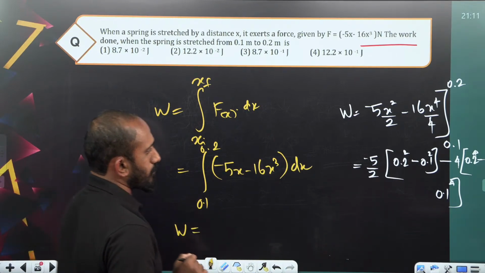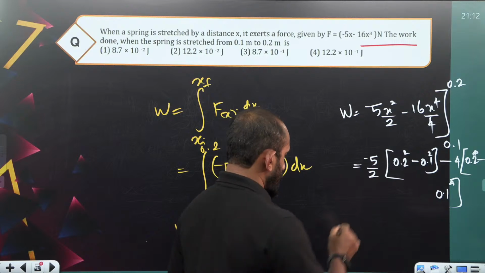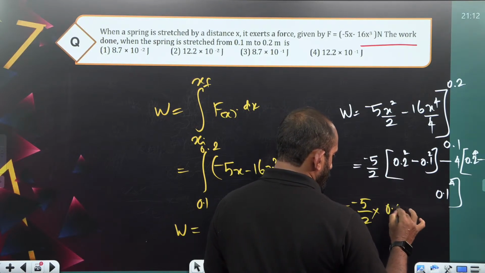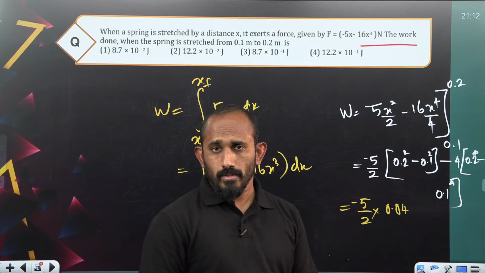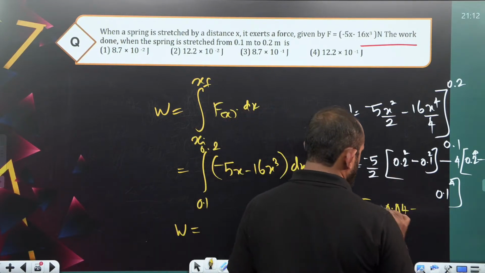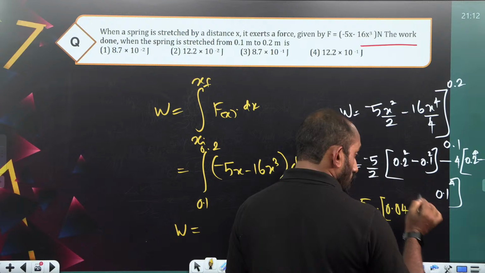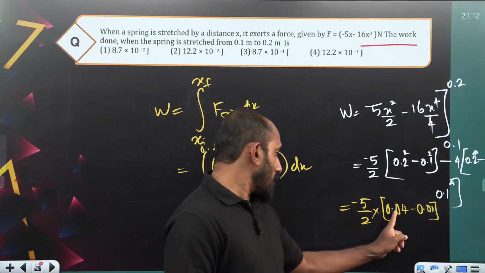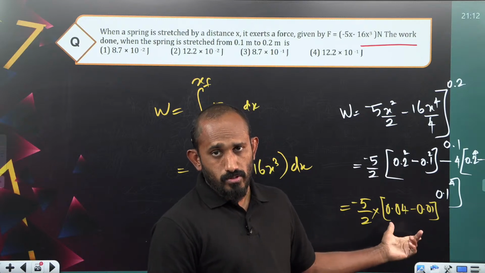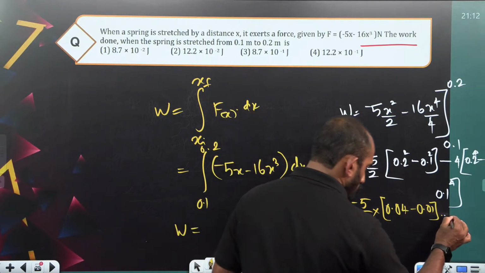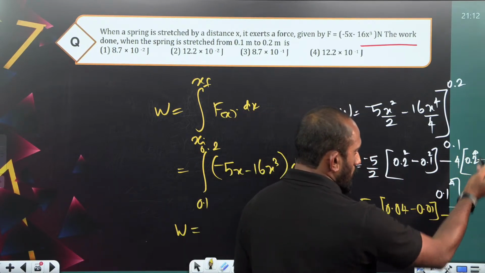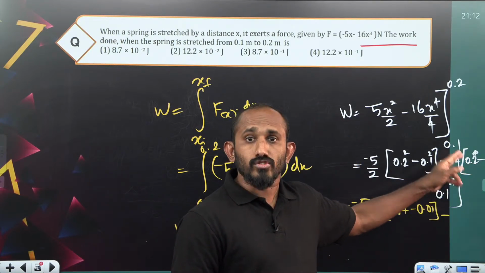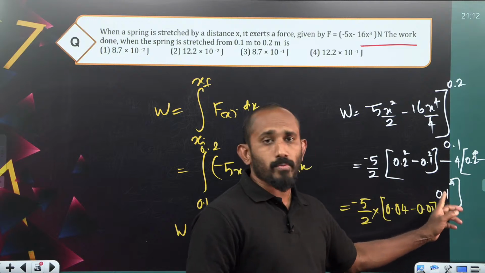Work is equal to minus 5 by 2 into 0.2 square, that is 0.04, minus 0.1 square, that is 0.01. So it will become 0.04 minus 0.01, that is 0.03 only. Then the second part, 0.2 raised to 4 is there. So 0.2 into 2, that is 0.04, into 0.04, minus 0.1 raised to 4.